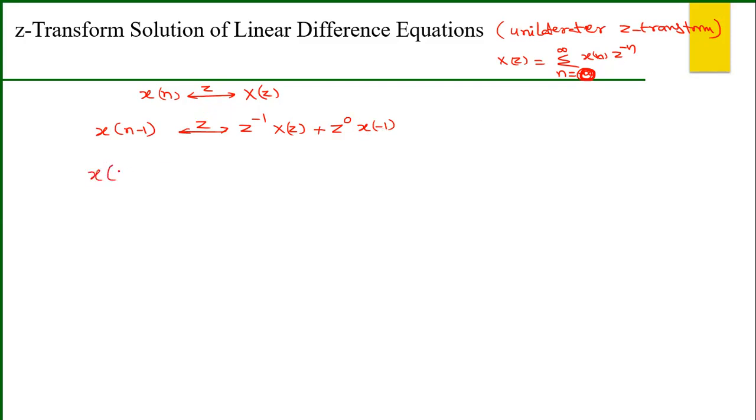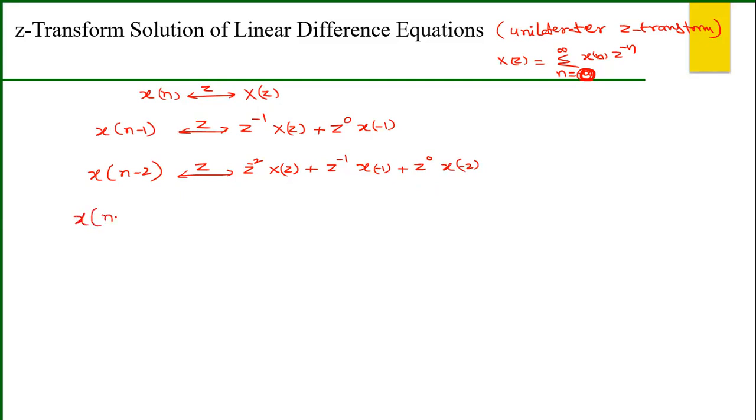Next, for example, x of n minus 2 I am writing. What is the Z transform? n minus 2 means z power minus 2 into X of z. Two more terms we need to write. What are the two more terms? The z power minus 1 term and the z power 0 term. So z power minus 1 into x of minus 1, you need to write the negative side: minus 1, minus 2, x of minus 2.